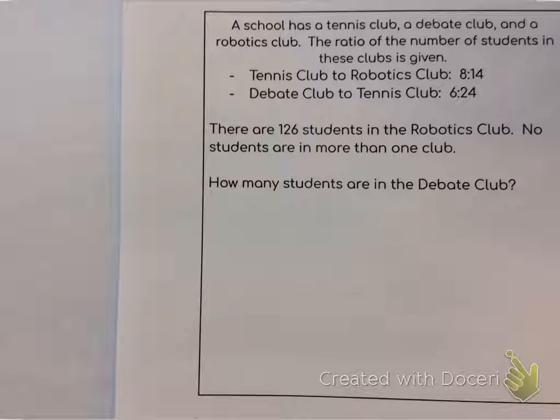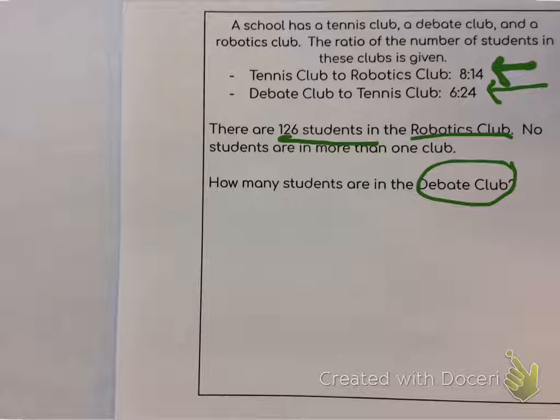The question is, the school has a tennis club, a debate club, and a robotics club. The ratio of the number of students in these clubs is given. And then it tells us the tennis club to robotics club is 8 to 14, and the debate club to the tennis club is 6 to 24. There's 126 students in the robotics club. No students are in more than one club. How many students are in the debate club?